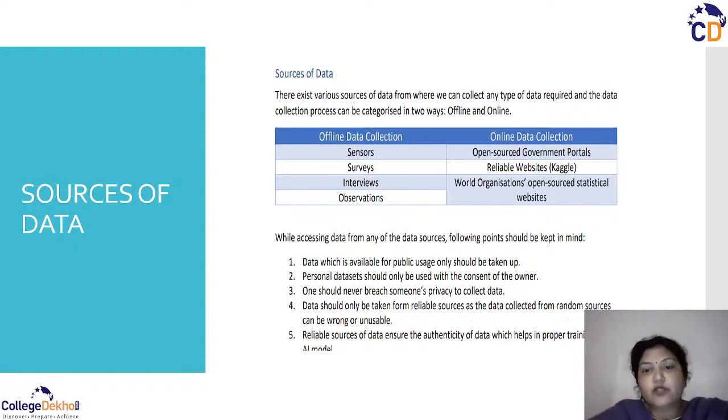Data should only be taken from reliable sources, as data collected from random sources can be wrong and unusual. Yes, very, very important. When I'm talking about online data collection, whether it is an open-source government portal, or you are taking the data from Kaggle, the GitHub library, or the UCI machine learning library, they are very, very reliable websites. Why?